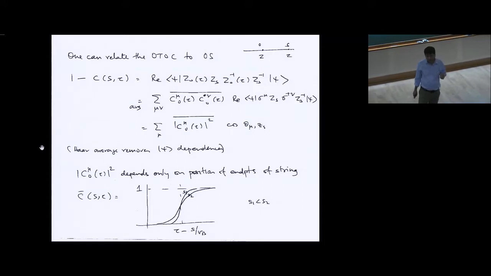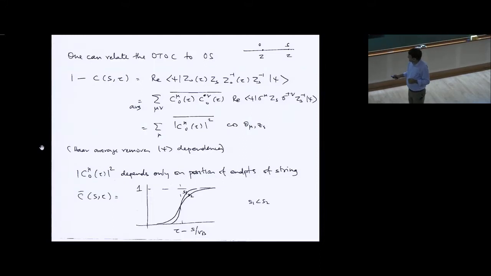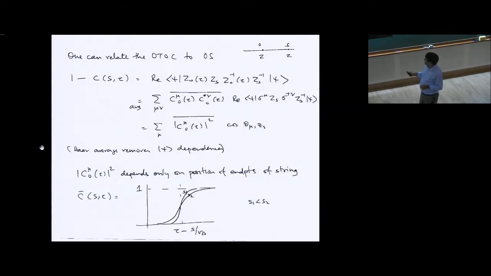Now, I said there's this diffusive aspect of the problem, so that the size of that packet was growing like the square root of time. So what that means is that the time over which this increase takes place in the value of the OTOC itself increases if you are looking at the OTOC between more distant operators. So therefore, S1 is less than S2, and at the longer distance, the buildup is more gradual.